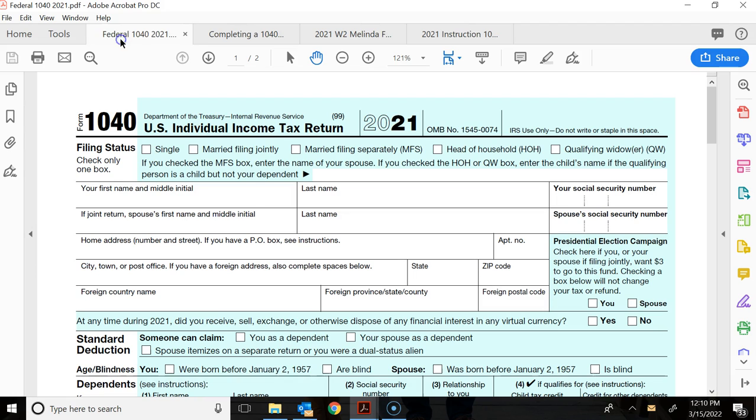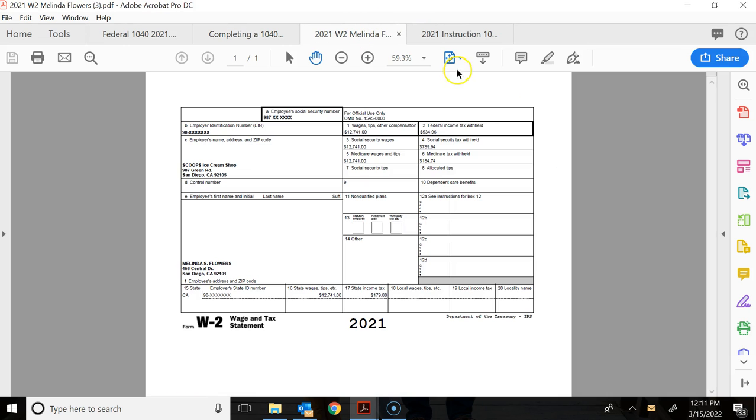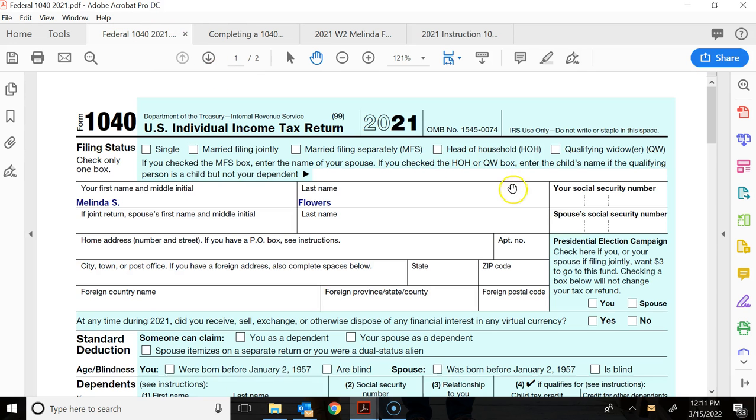So let's go ahead and open up her 1040. We're going to start with going ahead and filling out her name. So her first name is Melinda. Last name is Flowers. Her social security number according to her W-2, which is linked here. Social security number is, they just give the first 987 and then they have some stars there.